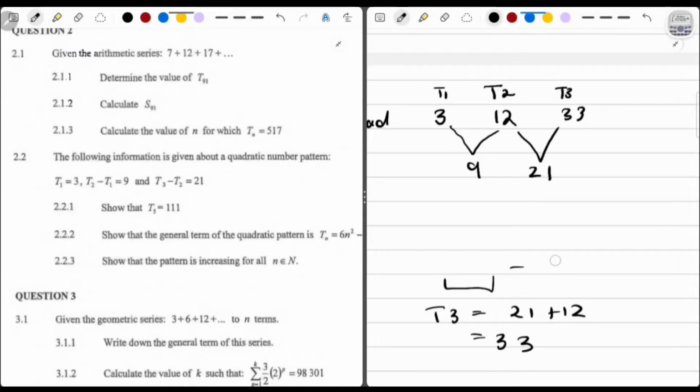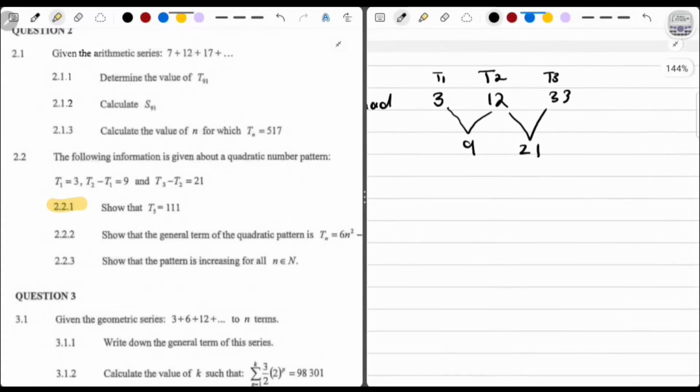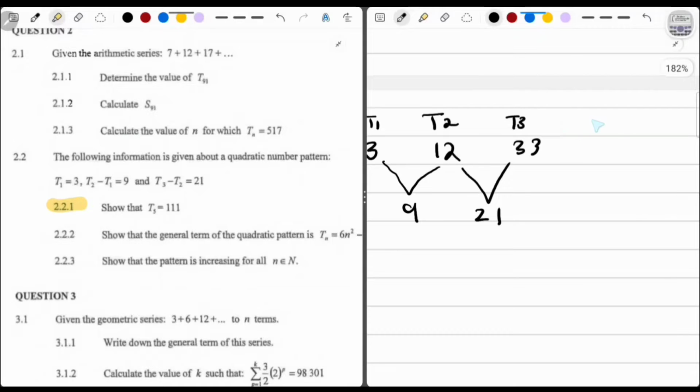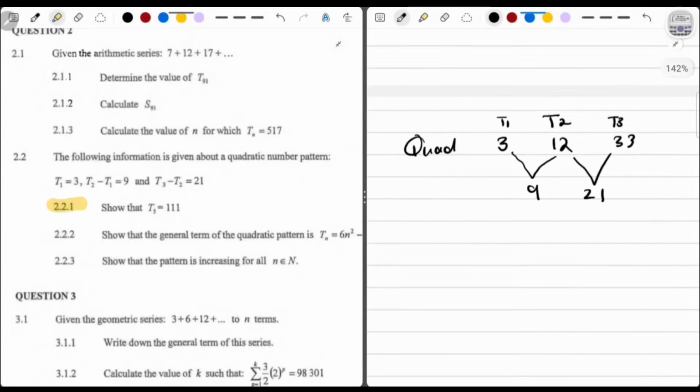So this is what our pattern looks like. Okay, quadratic, these are the differences, the first differences. The first question is for us to show that T5 is equal to 111. So let's see how we can find that. We have T3, right? We just need to find T5. That doesn't seem so bad because this is a quadratic.